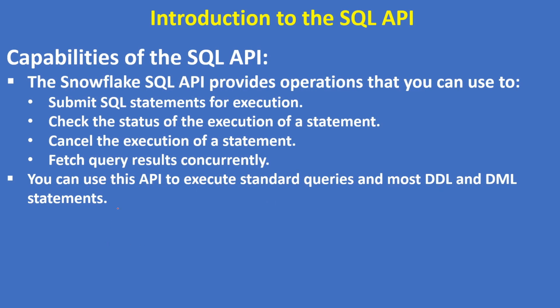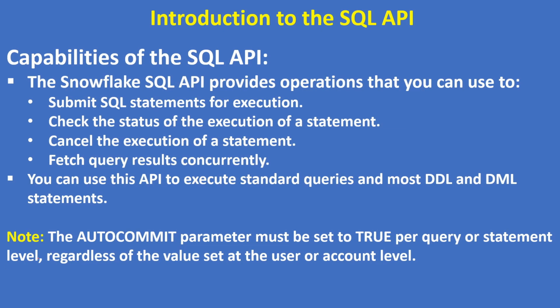As I mentioned, you can use this SQL API to execute standard queries and most DDL and DML statements. Please note that the autocommit parameter must be set to true at the query or statement level, regardless of the value set at the user or account level. In Snowflake we have parameters, and one of them is autocommit. The autocommit parameter can be set at different levels: account level, user level, and session level. So when you are submitting any SQL statement using the SQL API, you have to set the autocommit parameter to true.